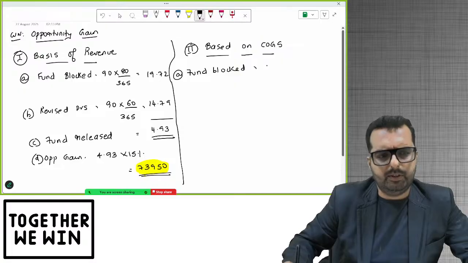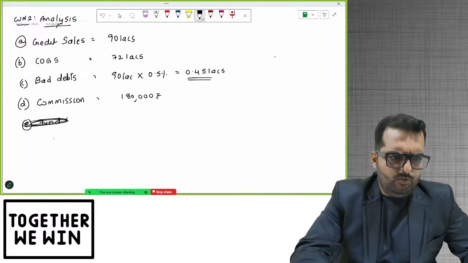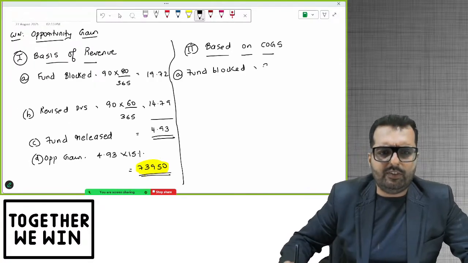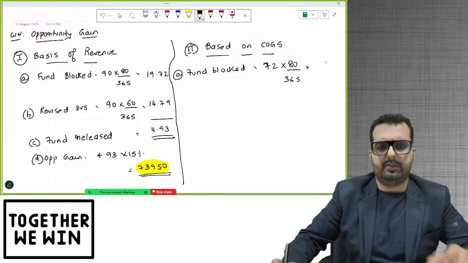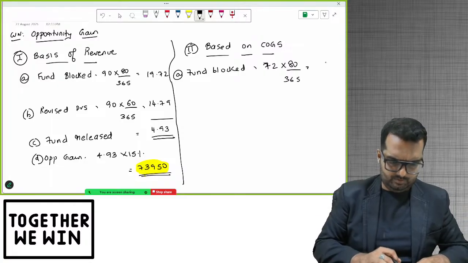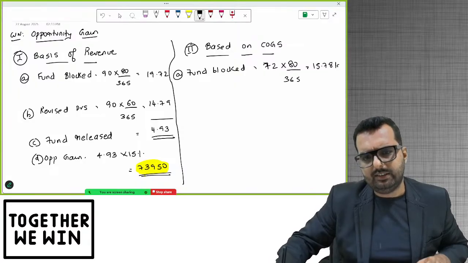Fund blocked will now not be 90 lakhs. What is the new base? Cost of goods sold is 72 lakhs. So 72 lakhs into 80 divided by 365. Do you get the answer as 15.78 lakhs?